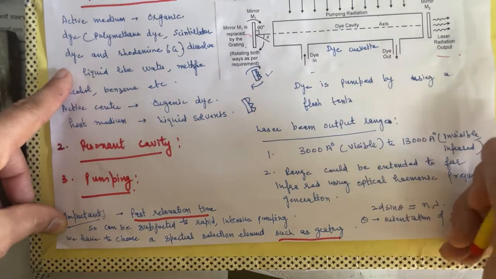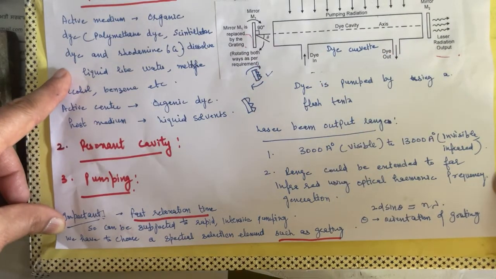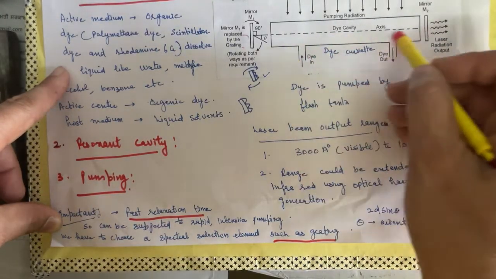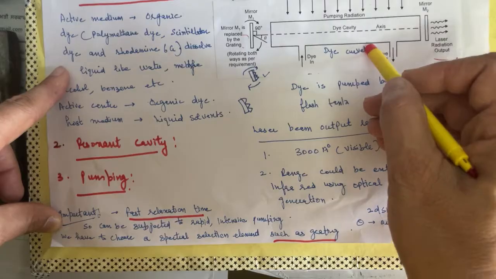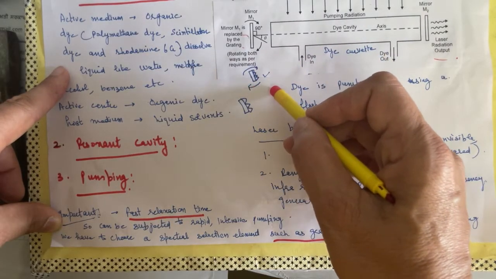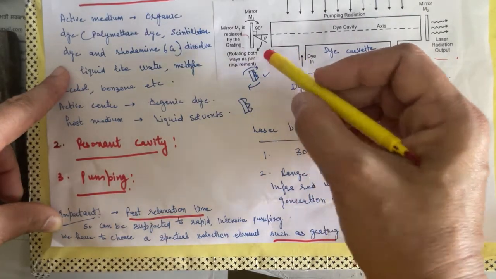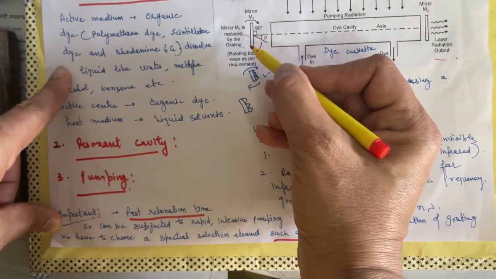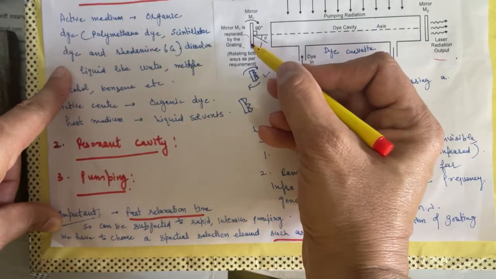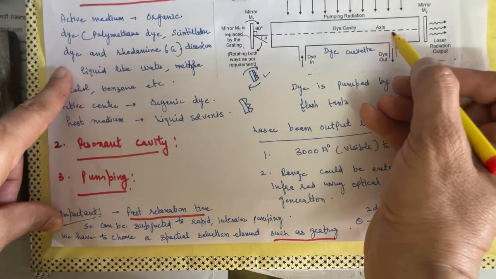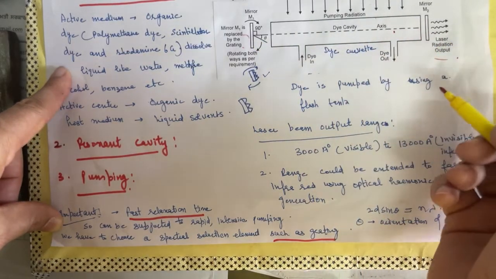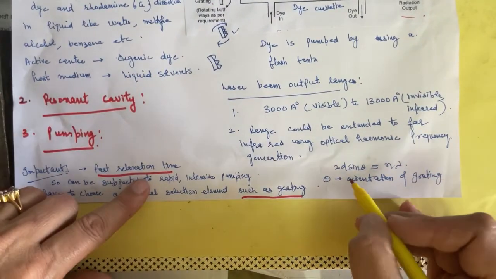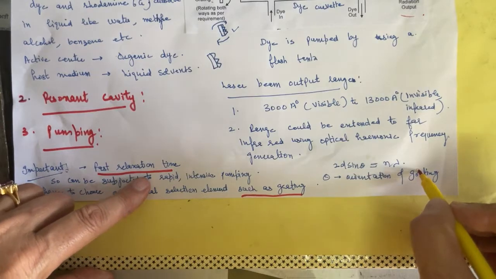So in order for radiation of a particular wavelength to be reflected back along the cavity axis, the angle theta between the normal to the grating plane and the cavity axis must satisfy the Bragg diffraction condition. And what is the Bragg diffraction condition? All of us know it: 2d sin theta equals n lambda.